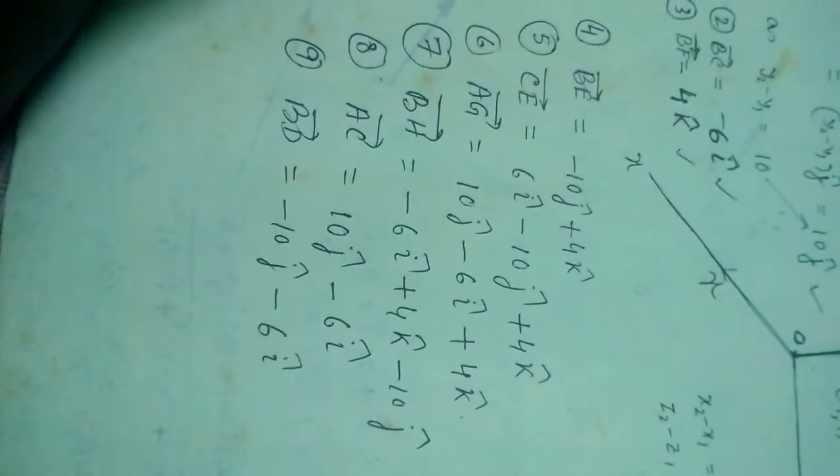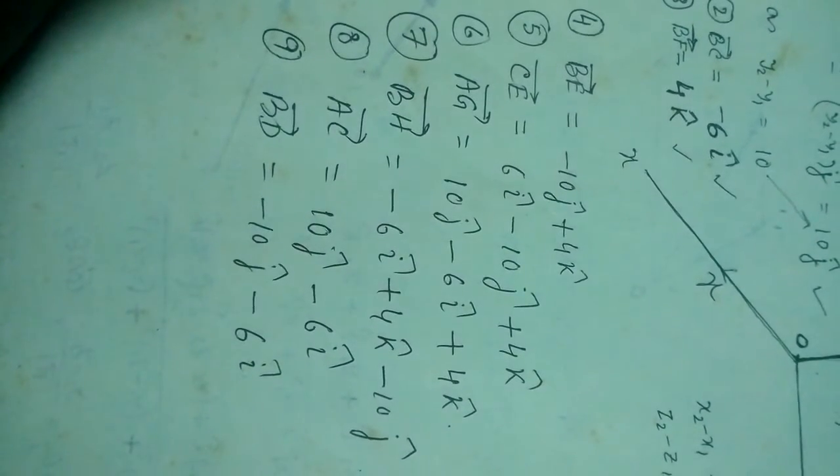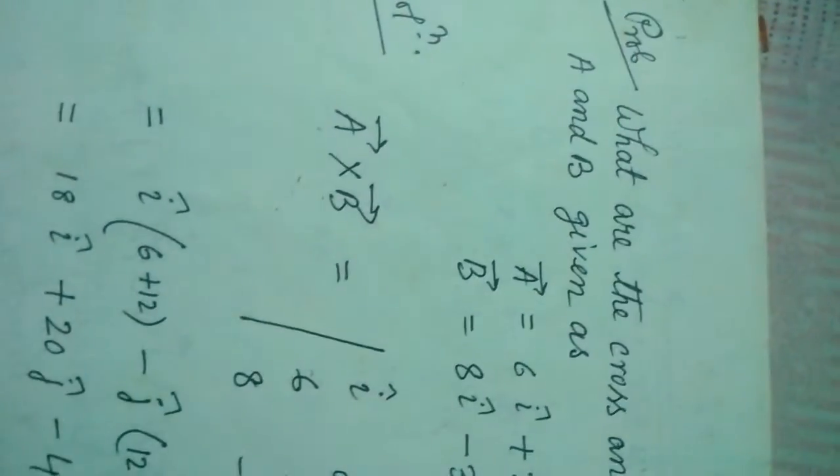So I have already found out all the lengths. Please note them down and try yourself. Now I will find out a problem in terms of the cross product and dot product. Please note down this problem.